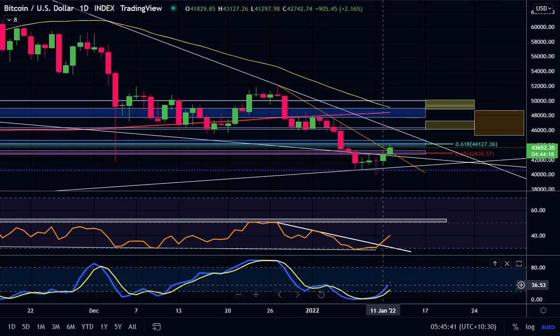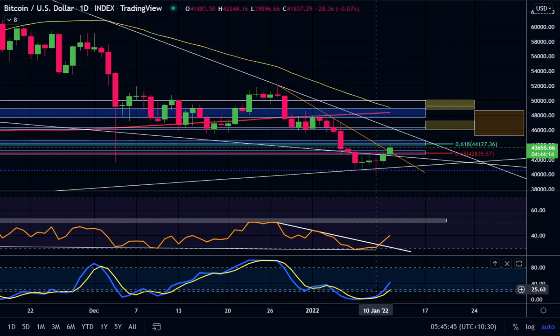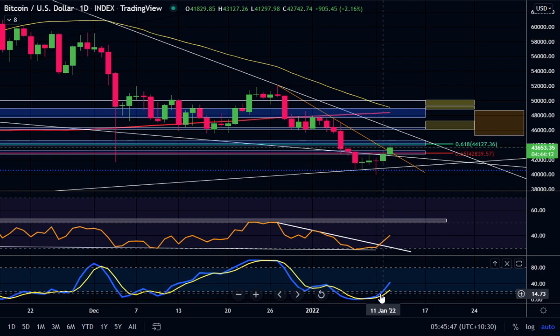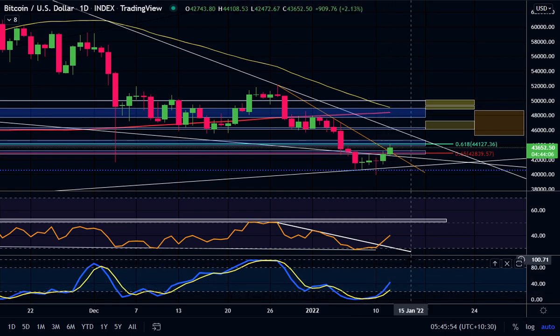Looking at the stochastic RSI, we have got above that key 20 area that we spoke about in the previous videos. So this is a good sign, and looks like we may move up here for a couple of days, possibly coming to this white trend line.